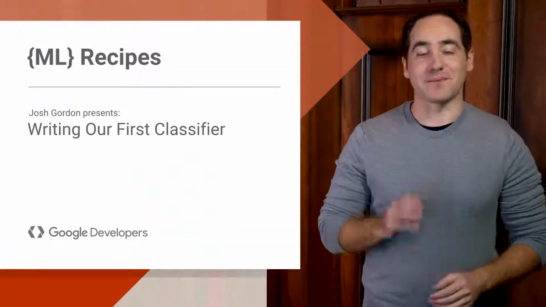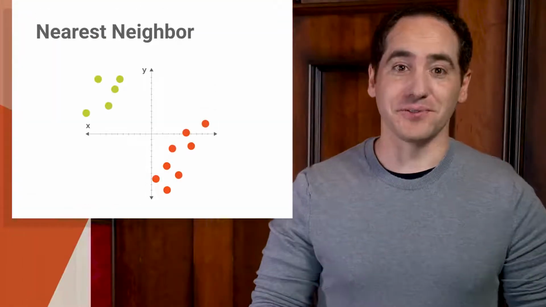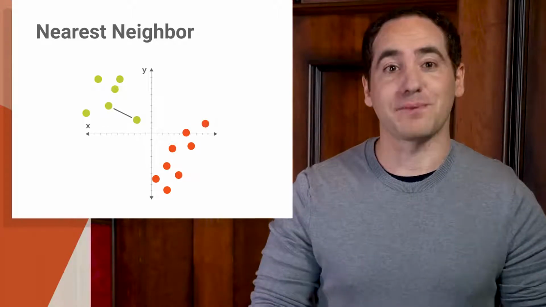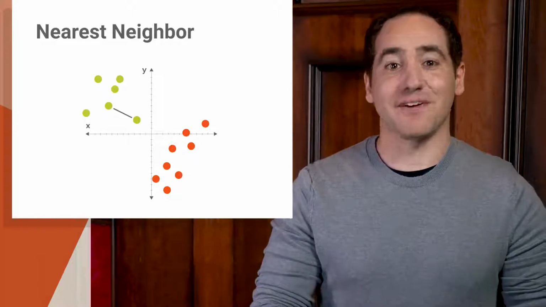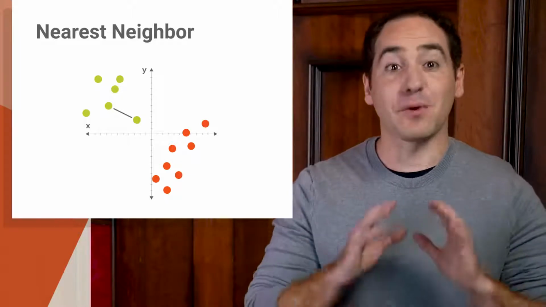Hey everyone, welcome back. In this episode, we're going to do something special, and that's write our own classifier from scratch. If you're new to machine learning, this is a big milestone, because if you can follow along and do this on your own, it means you understand an important piece of the puzzle. The classifier we're going to write today is a scrappy version of k-nearest neighbors. That's one of the simplest classifiers around.